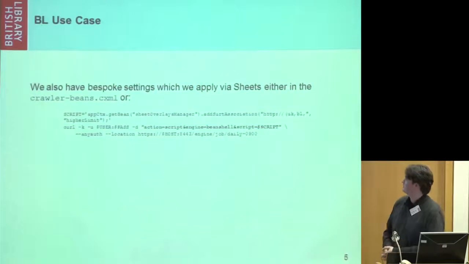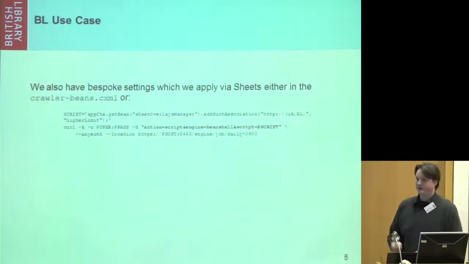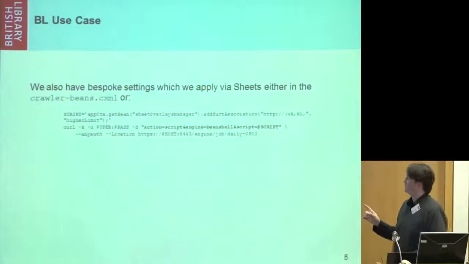Similarly, as I say, we have this curated set of URIs, and for the particularly complicated things, we either use sheets, which are in the CXML, or we use the scripting console. And you can also access the scripting console via the API. Essentially, you post the contents of the script to Heritrix, and it's just the same as running it. Very powerful, very dangerous.